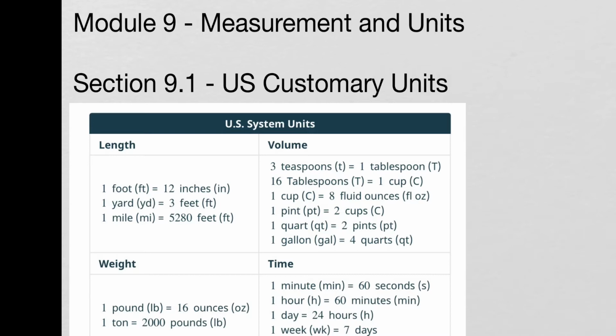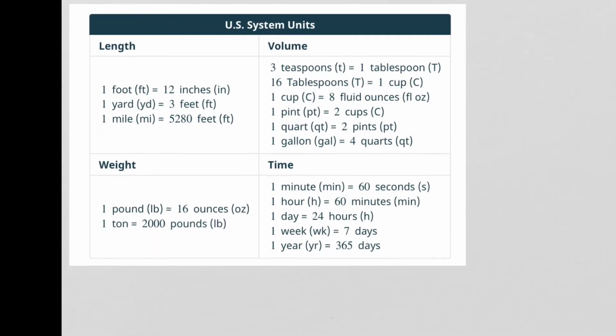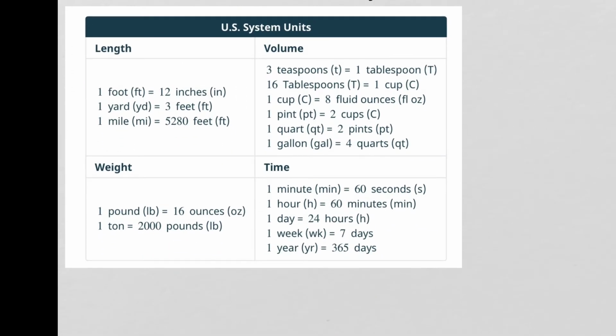So we're going to refer to this table a lot, so I cut and paste this table from your textbook in here. And these are just some common conversion factors. So for length, for instance, we know that there's 12 inches in 1 foot, right? 3 feet in 1 yard, 5280 feet in 1 mile. For weight, 1 pound is 16 ounces, right? 16 ounces per pound. A ton is 2,000 pounds.